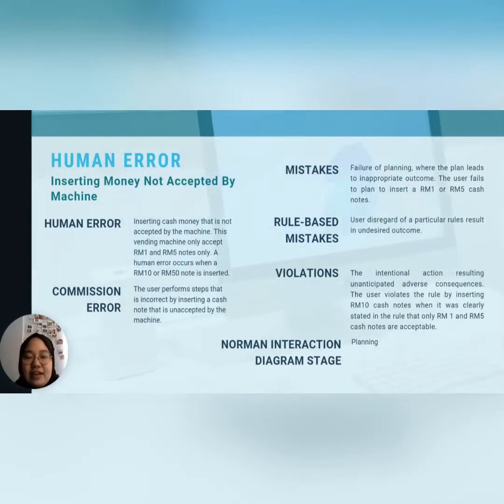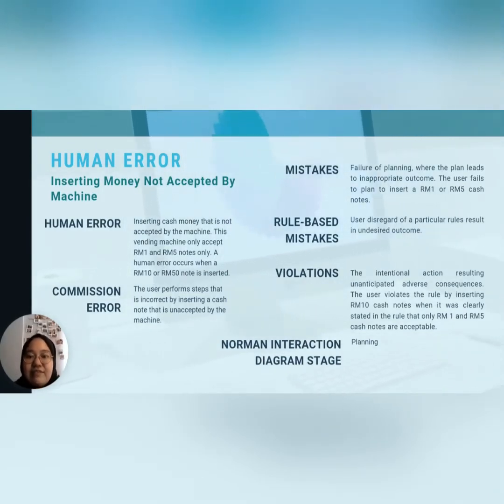This error is a mistake type because the user fails to plan properly, where the plan leads to an inappropriate outcome because the user fails to plan to insert a 1 ringgit or a 5 ringgit cash note. This mistake is a rule-based mistake because the user disregards a particular rule which results in an undesired outcome. This is also known as a violation because of the intentional action resulting in unanticipated adverse consequences.